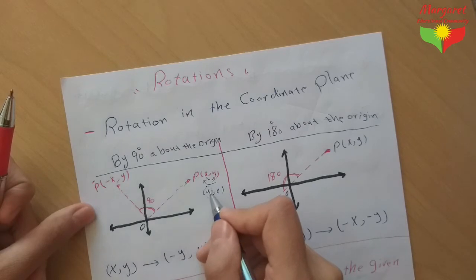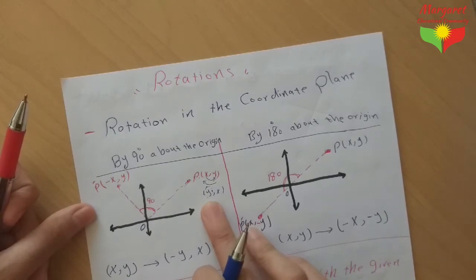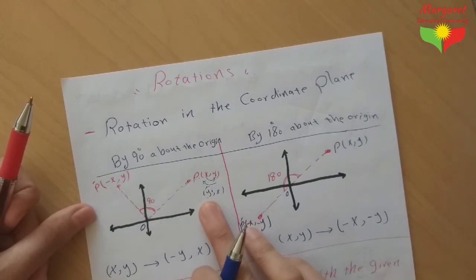For example, if the y is a positive number, you must change it to a negative number. If the y is a negative number, you must change it to a positive number.